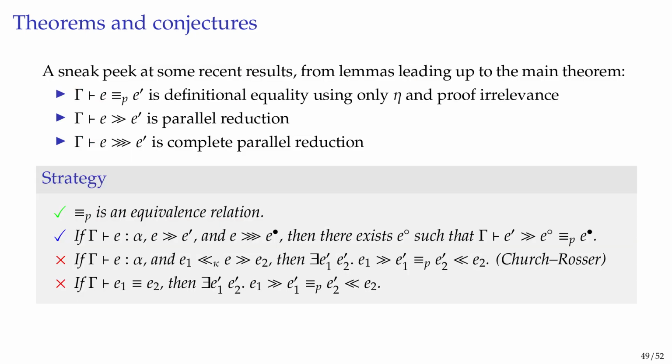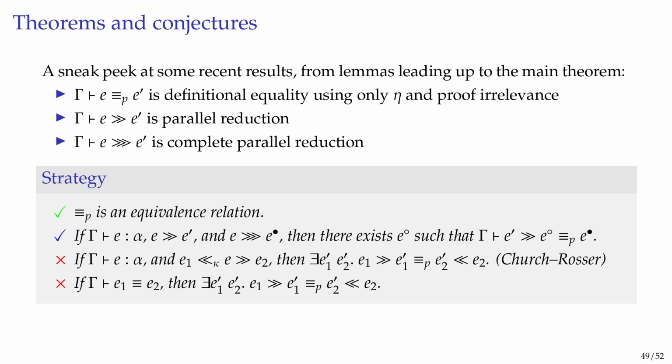So here's a sneak peek at a couple recent results. I skipped over the slides that gave the definitions here. So this subscript P equality is a simplified version of definitional equality that only uses eta and proof irrelevance. And then we have two notions of reduction. These are proof artifacts, just to be clear. These are being used as steps in a proof of this.